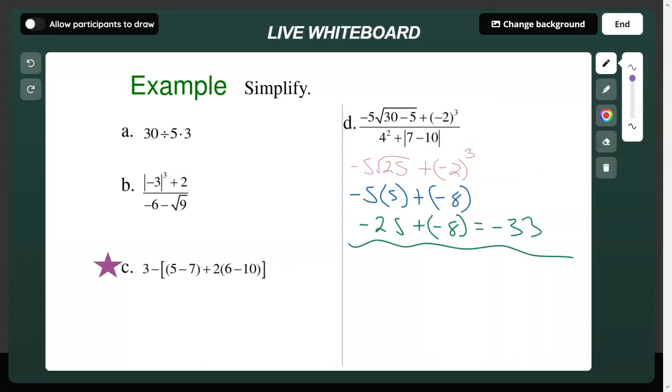And then let's go back to red. Okay, so first thing to simplify in the denominator. Okay, 7 minus 10 is what? -3. So 4 squared plus the absolute value of -3. What's the absolute value of -3? 3. 4 squared plus 3. What's 4 squared? 16 plus 3. 16 plus 3 equals 19.